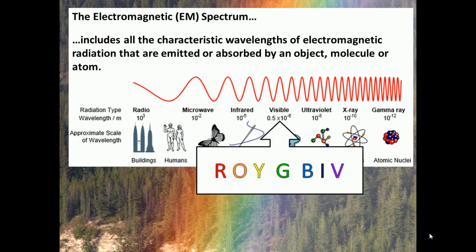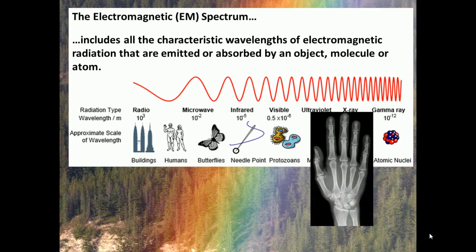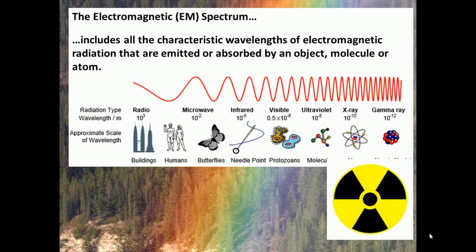Our eyes detect light in the visible light range. Red light, which has the longest wavelength, is just after infrared radiation. Violet light, which has the shortest wavelength in the visible range, is just before ultraviolet light. Ultraviolet light is used in tanning beds and by forensic scientists to detect blood and other bodily fluids at a crime scene. X-rays, of course, are used to detect broken bones. Gamma rays are emitted during nuclear reactions, which we will study later this year.